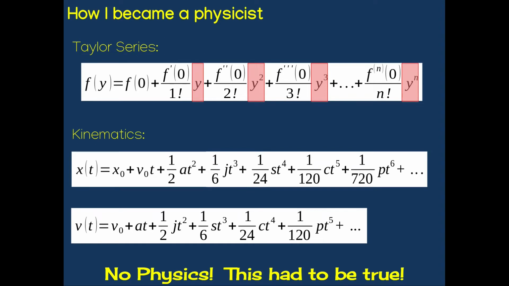As long as the motion was continuous, this was the equation you were bound to get. And so I came away from that summer just thinking, man, I need to be a physics major because this stuff is so cool.